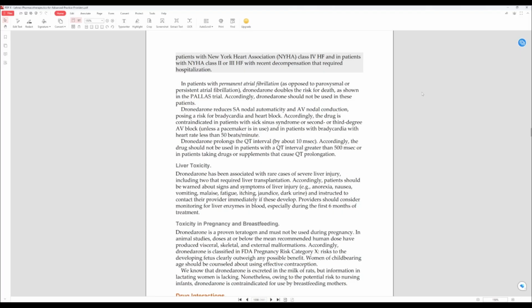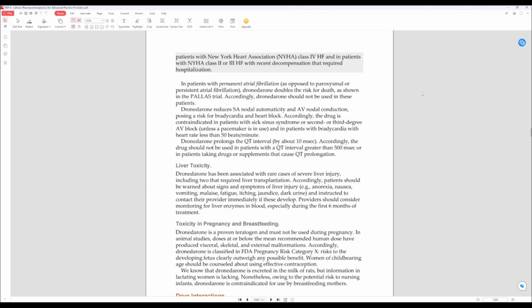Dronedarone, again, prolongs the QT interval by about 10 milliseconds. Accordingly, the drug should not be used in patients with a QT interval greater than 500 ms, or in patients taking drugs or supplements that cause QT prolongation.